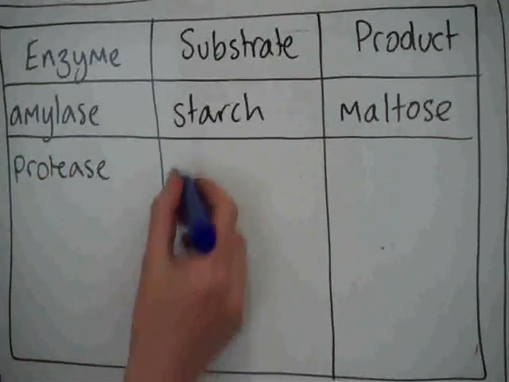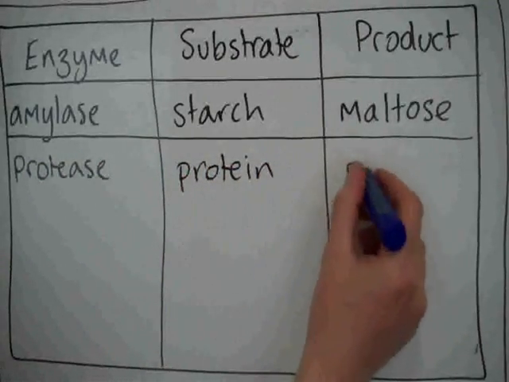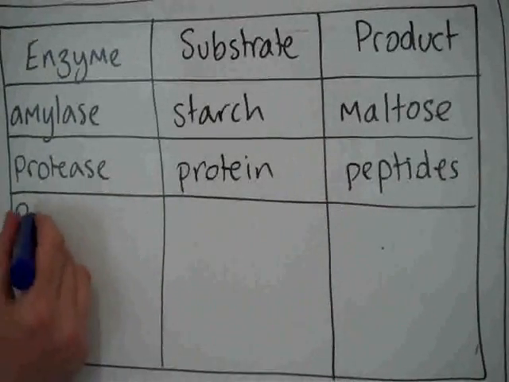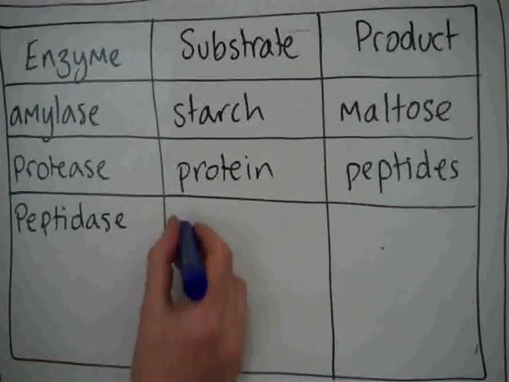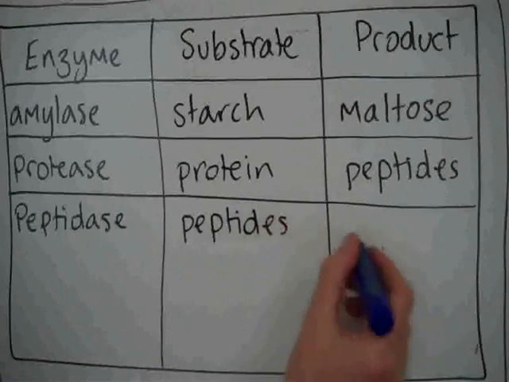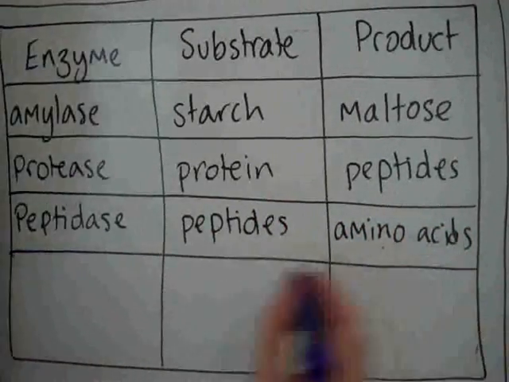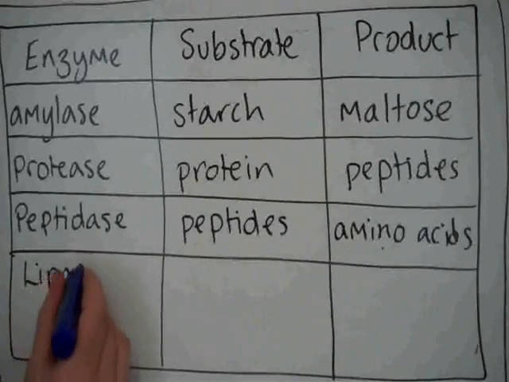Here's another important one. Protease attacks protein, turns it into peptides, little chains of amino acids. Peptidase attacks the peptides and breaks them down into their amino acids. So you can see those two enzymes as partners in one step, going from protein to amino acid.